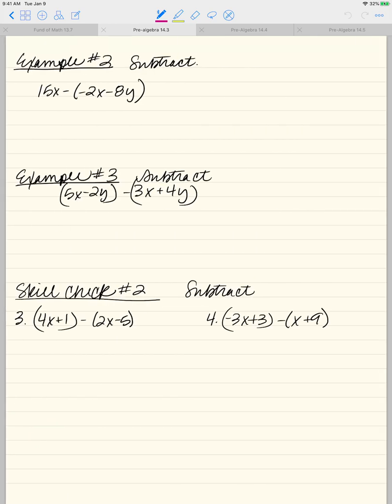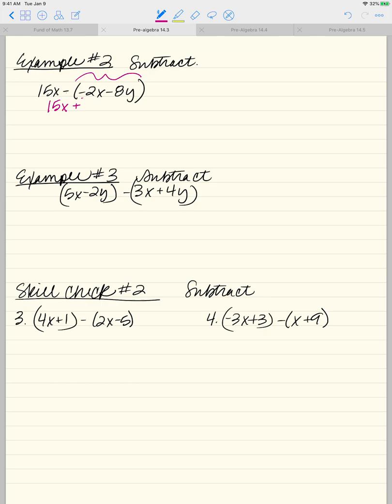Example number 2, subtract. So what we're going to do is we're going to change these subtraction problems into addition problems, which is why we did some practice with finding the additive inverses. So we're going to go 15x, and instead of subtracting this binomial, we are going to add the inverse, or the additive inverse. So 15x plus, so we change our subtraction to addition.